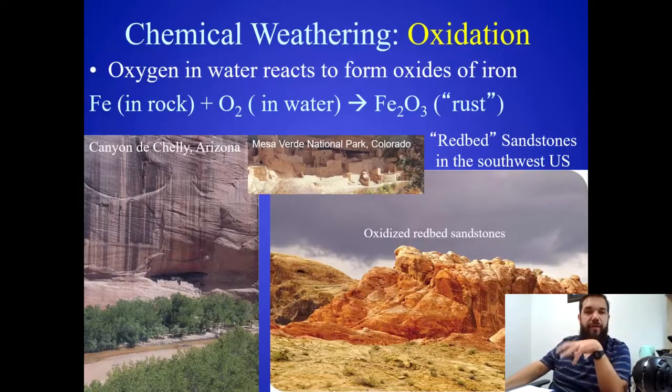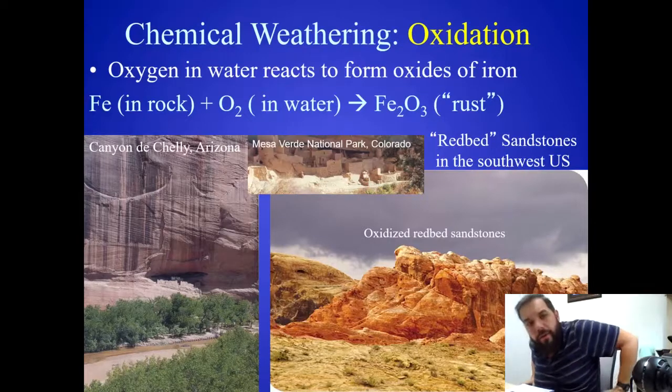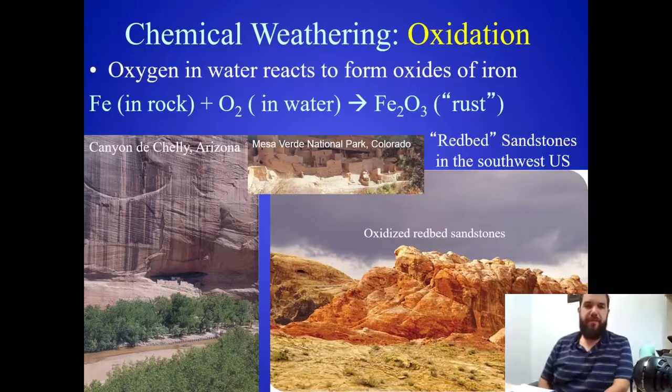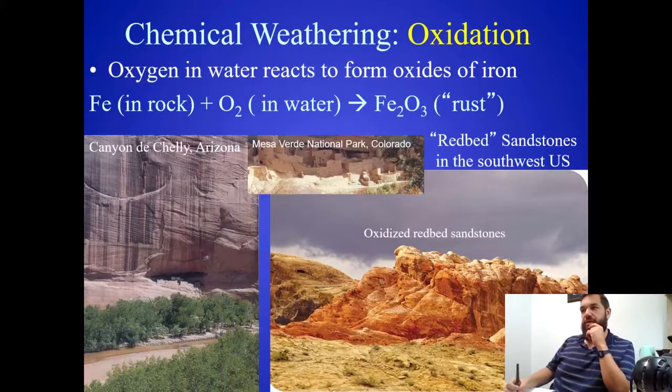That occurs often, like I said, in granites, which are mostly composed of feldspars. Now, another kind of chemical weathering that we have is oxidation. You've probably heard of oxidation before. Oxidation is basically rusting. Rusting is an example of oxidation. It's just when iron in the rock and oxygen in the water react and form rust.